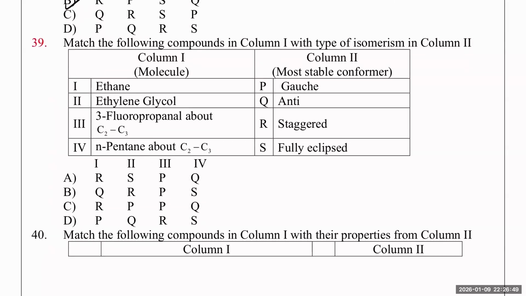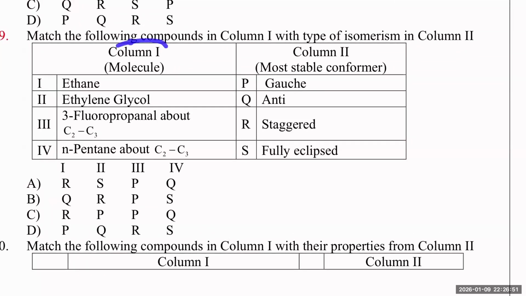Next. This molecule and the most stable isomer in the ethane form. See, ethane does not have anti, gauche and all of them. They will only have two forms, staggered and eclipsed. So most stable is staggered. Ethylene glycol. Glycol will have more stability because of hydrogen bonding at gauche form.